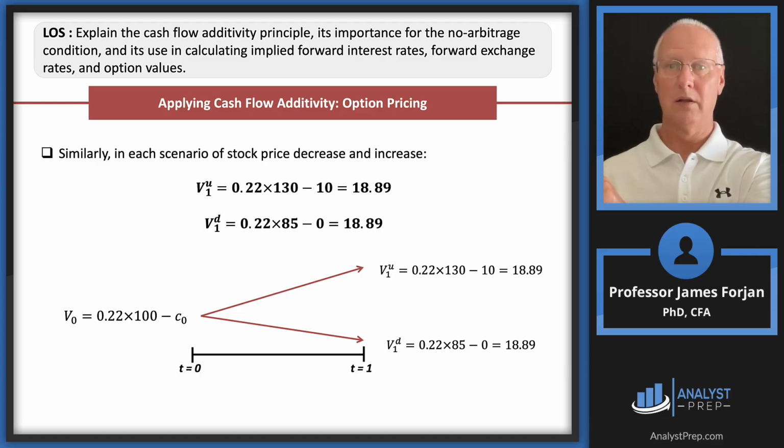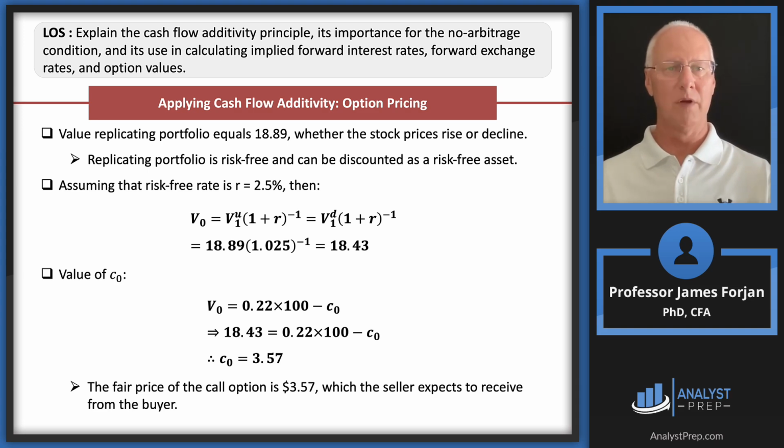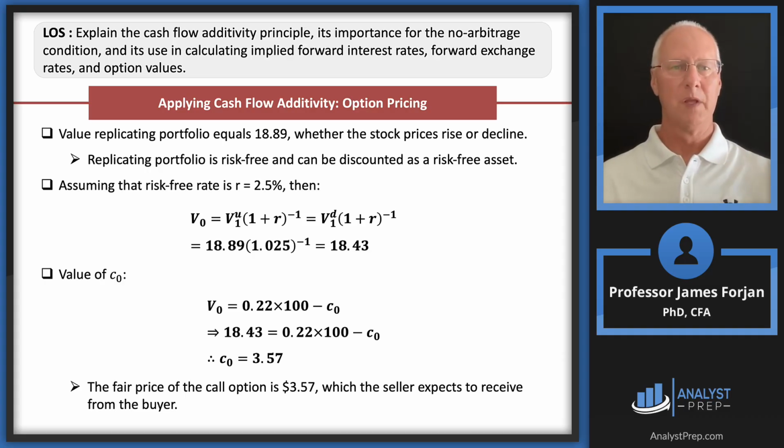Those are expected future cash flows. So why don't we go ahead and discount them? Why don't we take their present value? All we're going to do is use that equation. Look down at the bottom, the value of C0, that's the value of the call option. And by the way, we're going to assume a risk-free rate of interest in there, so you throw that in. So what are we doing? The present value of 18.89 is 18.43.